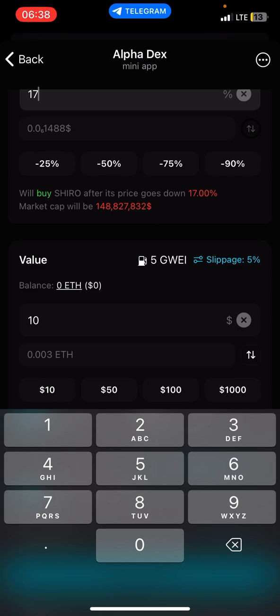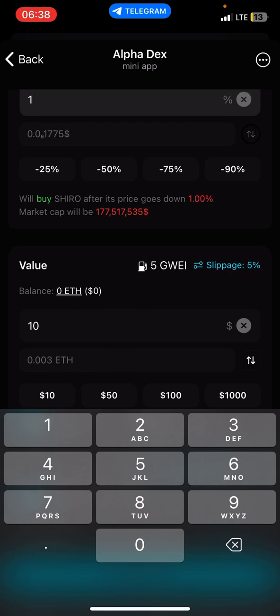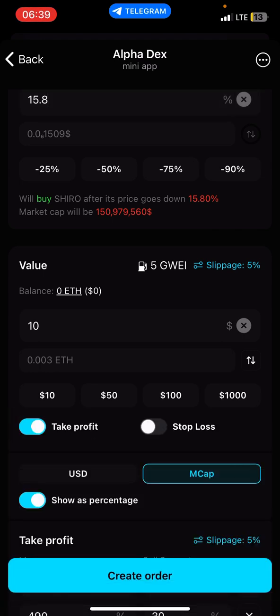Market cap will be an average of 148 million, which is close to 150 million. If you want it to be perfectly 150 million, you can reduce it or just put it close to 16%, and you get close to your perfect 150 million.